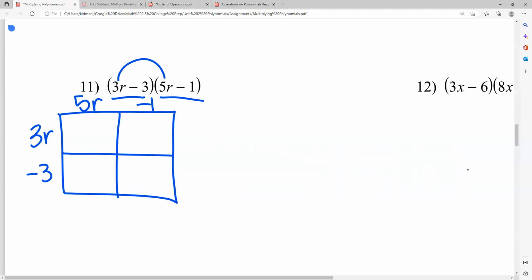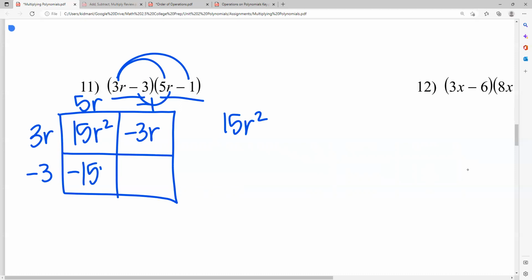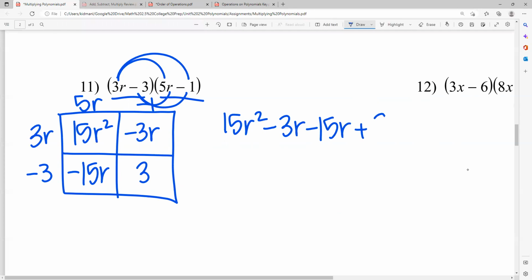So 3r times 5r, well, that's going to give us 15r squared, which goes into both of these. Our 3r times -1, which is also this rainbow, gives us a -3r. Our -3 times 5r is going to give us a -15r. And our -3 times -1 gives us a +3.